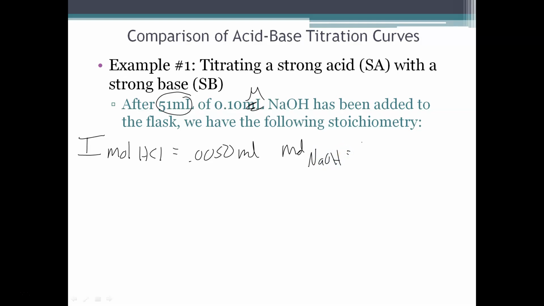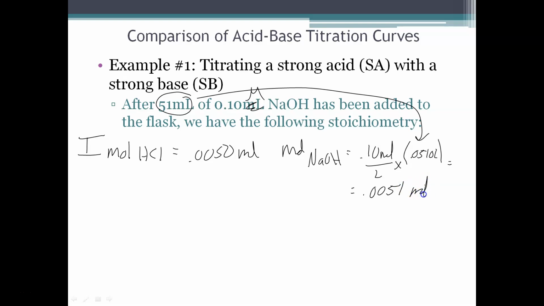The moles of NaOH that we added here is going to be the same calculation as last time. We have 0.10 moles per liter, so it's a 0.10 molar solution, times 0.0510 liters. We added 51 milliliters, that is 0.0510 liters, and the moles of base that we added is 0.0051. So imagine you doing this. You had 50 milliliters of 0.1 molar hydrochloric acid. Now you added 51 milliliters of 0.10 molar base to it.